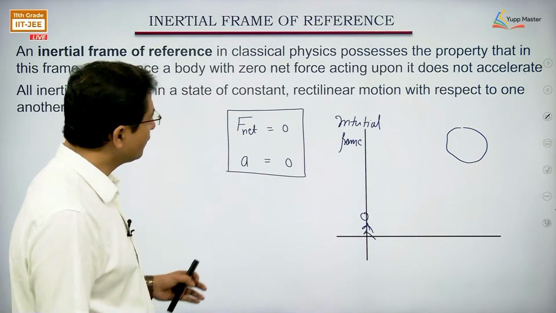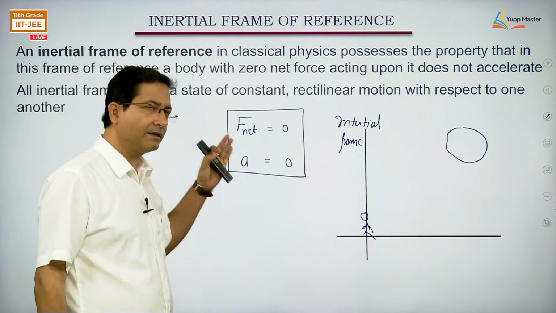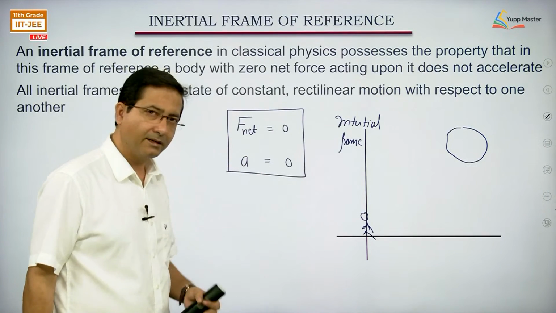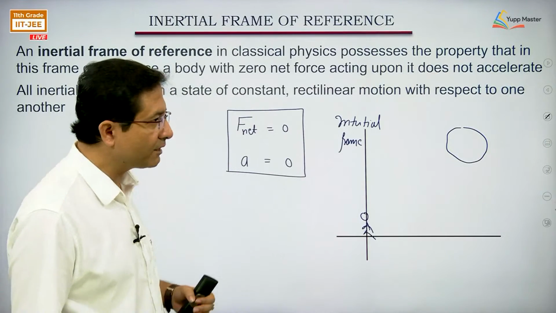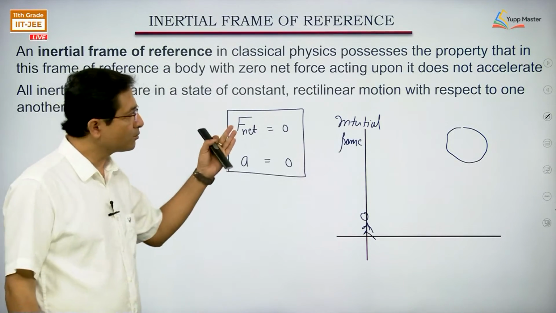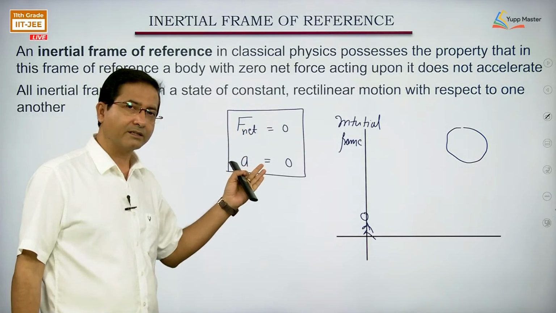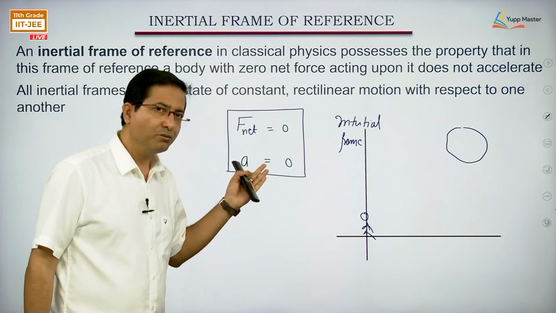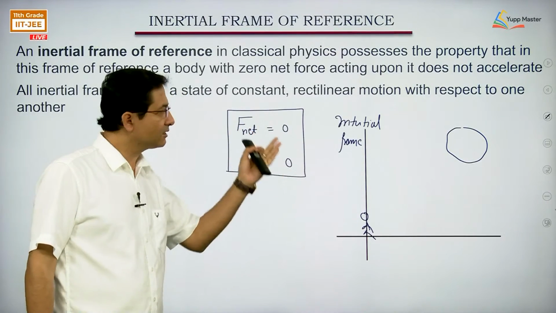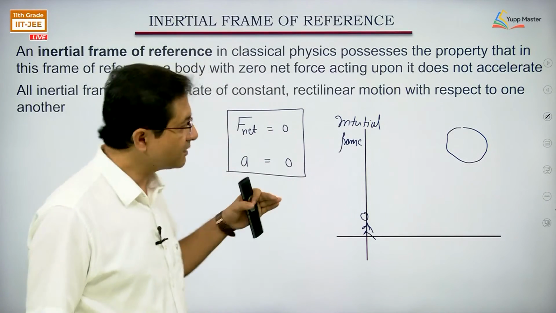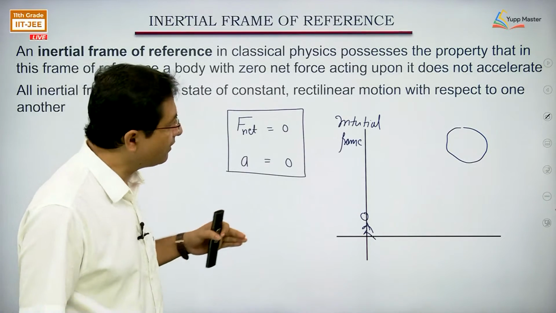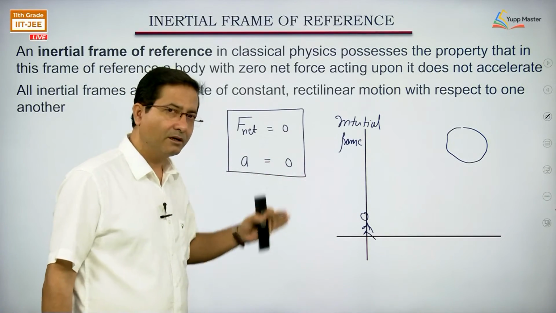It looks very obvious that if we are not getting any force, we should not get any acceleration. But when we go to a non-inertial frame, it might be possible that you are not observing any force but you are getting acceleration, or you might not observe any acceleration but you are getting net force. So if this is not matching, the type of frame we are standing on will be non-inertial.